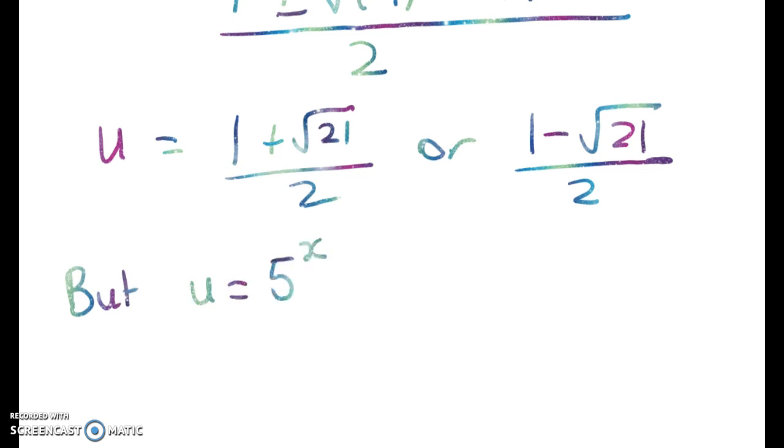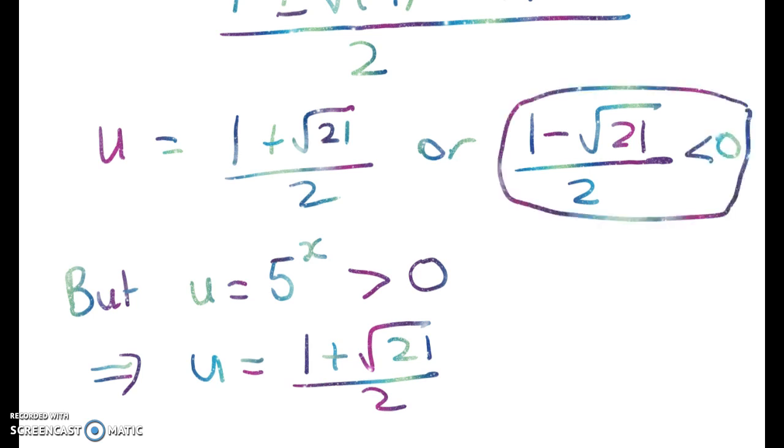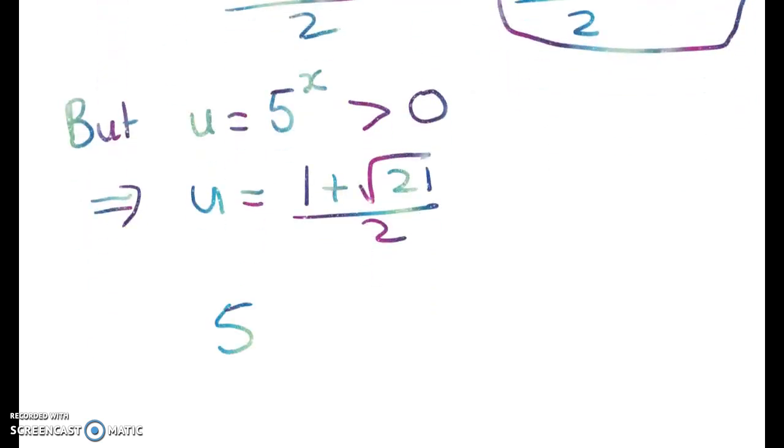So u is equal to 5 to the power of x, which is always positive. So we've only got one solution for u. U is equal to 1 plus root 21 over 2, because this one here is negative. Now we have to solve for x, so we've got 5 to the power of x is equal to 1 plus root 21 on 2.